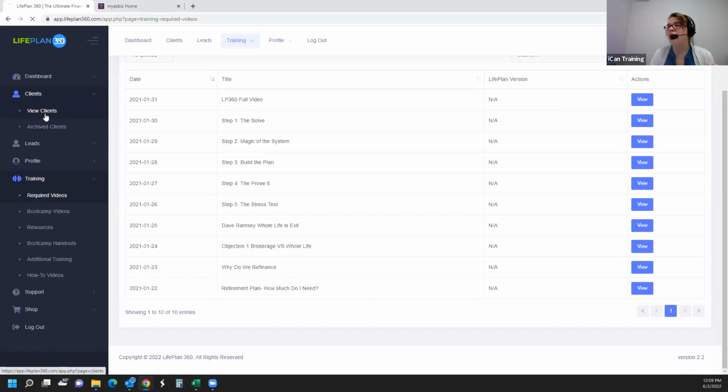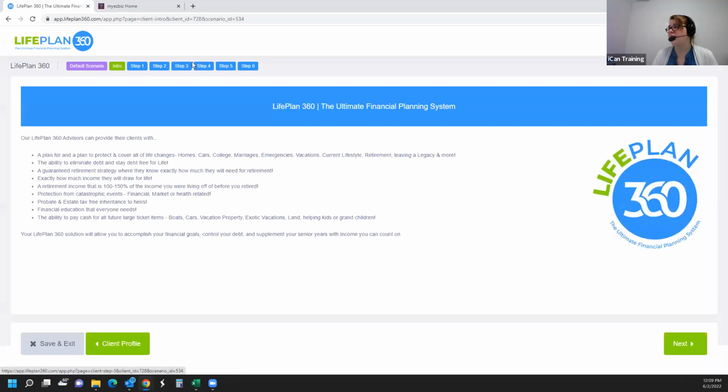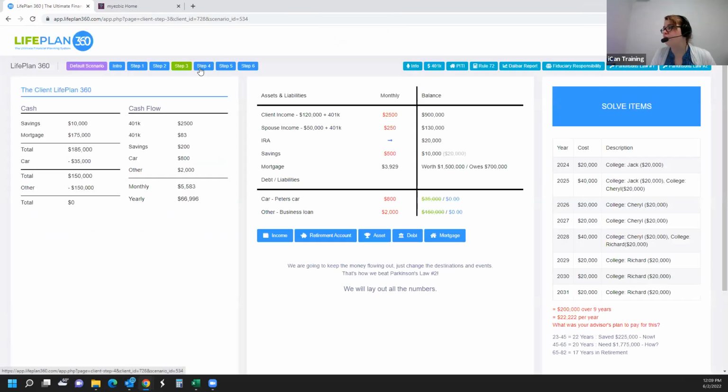So we're going to clients. Inside the software, anytime you put in a new client, it keeps track of that for you. Fun feature. We're going with Peter client. This is a client that we put in some weeks ago for a training, loosely based on real people, but the names have been changed to protect the innocent. So we're going to go to step 3 because we were talking about doing a build today.